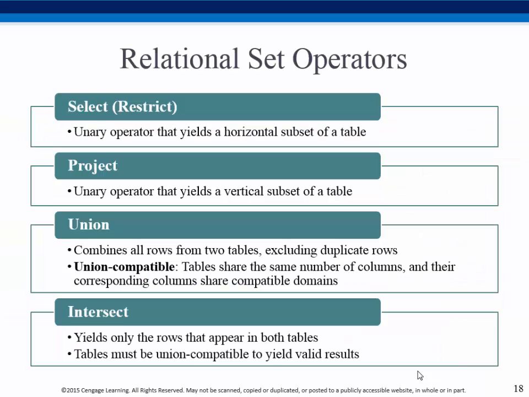Let's see, the next one is intersect. An intersect yields only the rows that appear in both tables. As with union, the tables must be union compatible to yield valid results. For example, you cannot use intersect if one of the attributes is numeric and one is character based. For the rows to be considered the same in both tables and appear in the result of the intersect, the entire row must be exact duplicates.